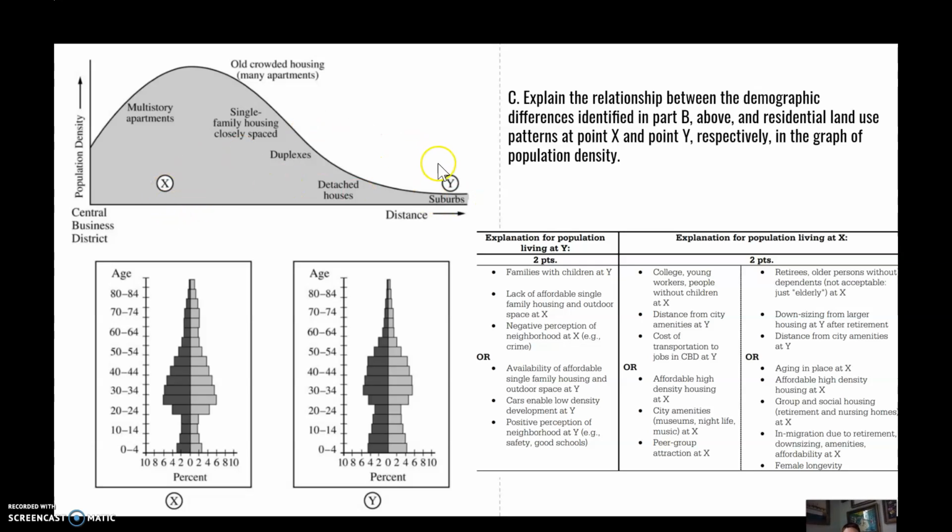Again, this goes back to wanting children. If you can only afford an apartment here, but you want to have 2 or 3 kids, that's not going to be feasible. Plus, where the heck are they going to go play? So if you plan to have children, these people over here in the population pyramid Y decided they were going to, so they moved out here where they could find some more affordable single housing and some outdoor space.